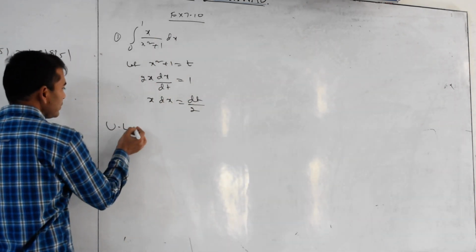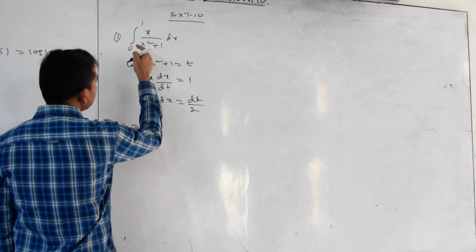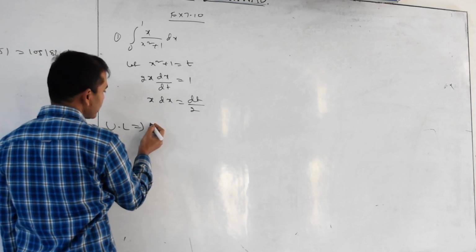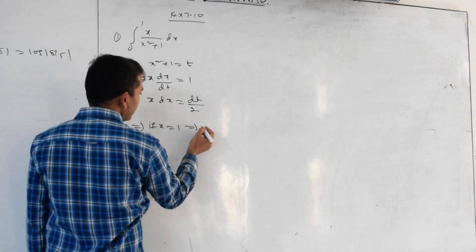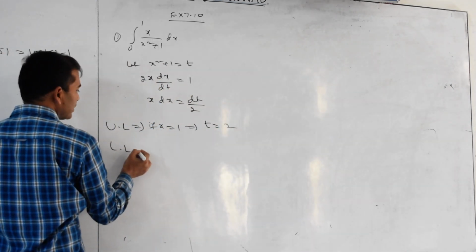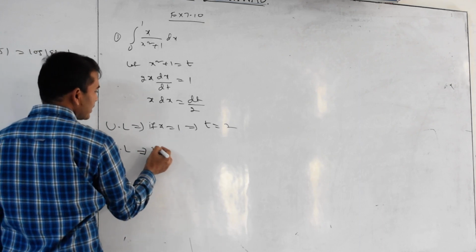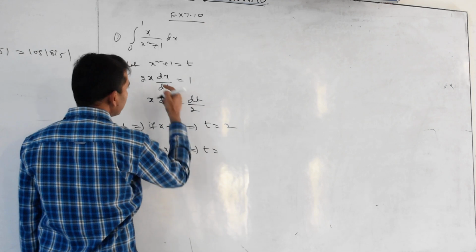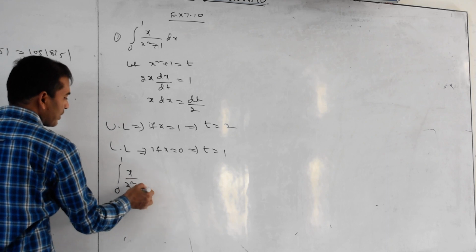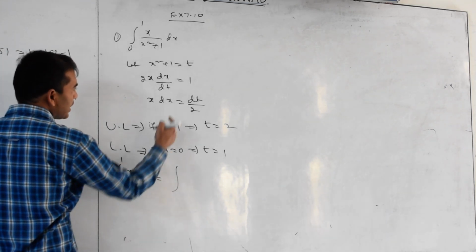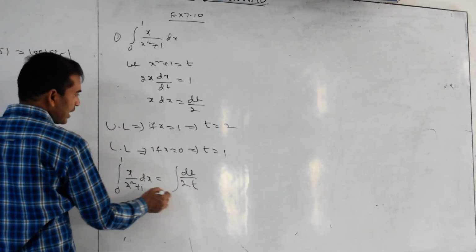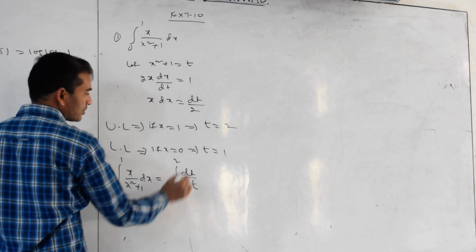Upper limit: x is equal to 1, so t is equal to 1 plus 1, which is 2. Lower limit: x is equal to 0, so t is equal to 0 plus 1, which is 1. So the integration of 0 to 1 x by x square plus 1 dx, with x dx equal to dt by 2 and x square plus 1 equal to t, has lower limit 1 and upper limit 2.